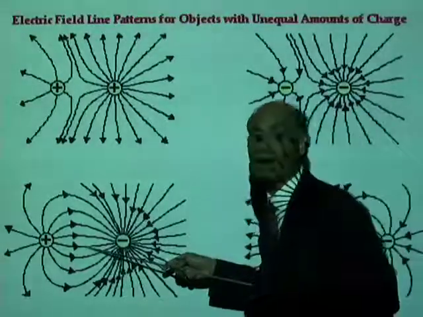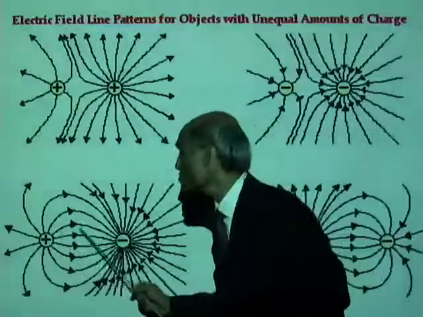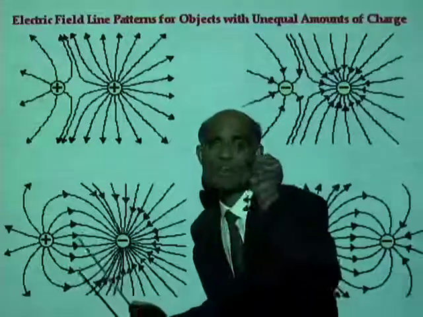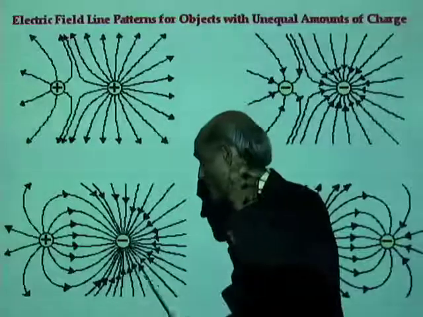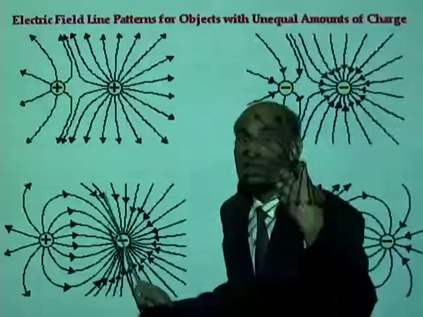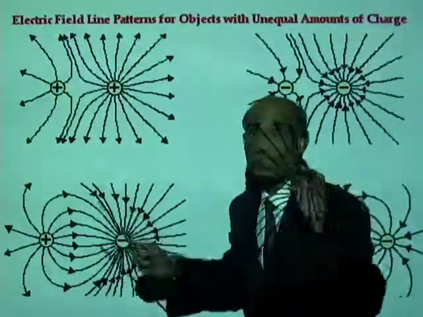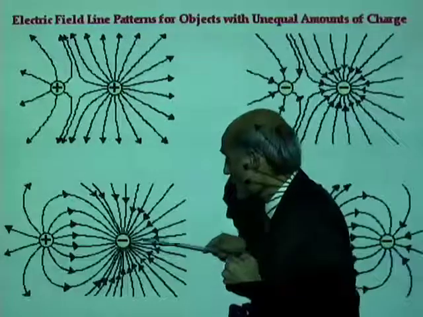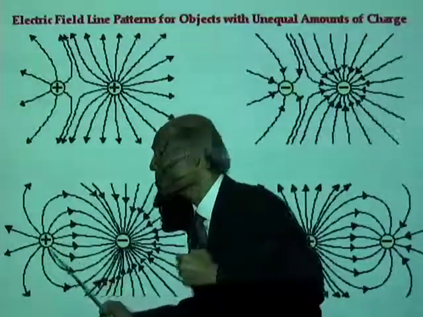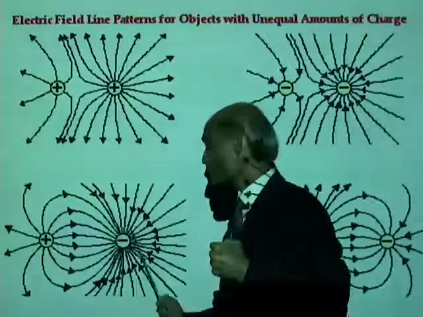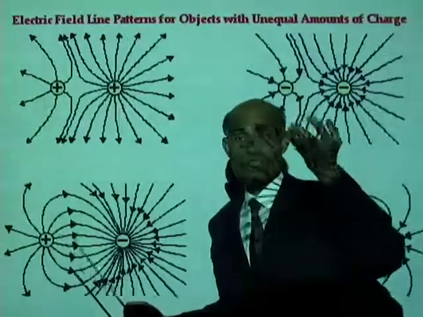Look at the third one. A positive charge and a negative charge. Tell me which of these charges carries a greater amount of charge? Well, the amount of charge is proportional to the number of field lines either originating or terminating. You can see the number of field lines terminating on the negative is much greater than the number of field lines originating at the positive. So obviously this negative charge represents a much larger quantity of charge.